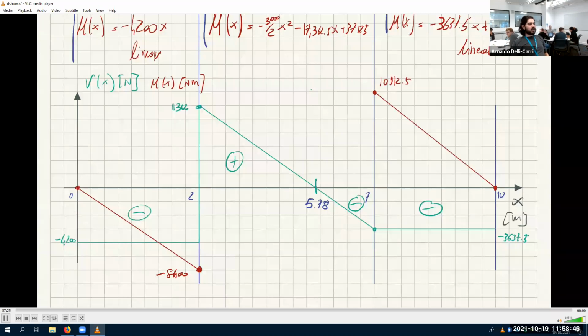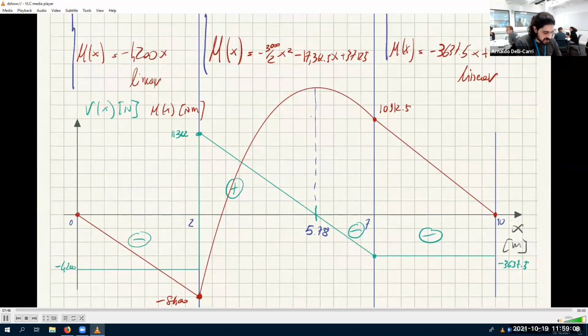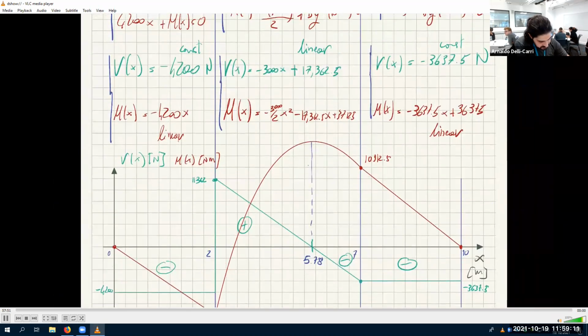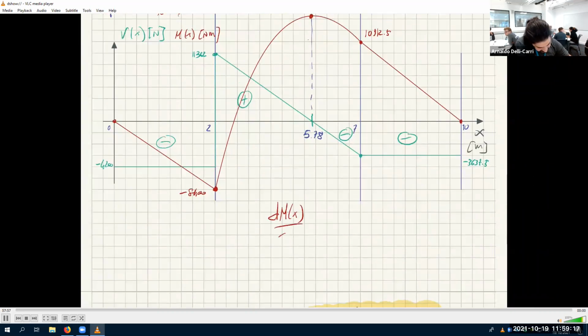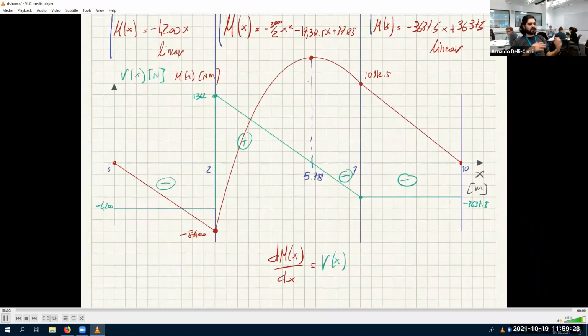And I know that this parabola must start here, end here, and has a maximum in the middle. Has a maximum here. How do I know that the maximum of the parabola is here? Correct. It must be because, remember, derivative of the bending moment in the x is the shear force. And so that means that where the shear force is 0, we have a critical point in the bending moment. So it's either maximum or minimum.